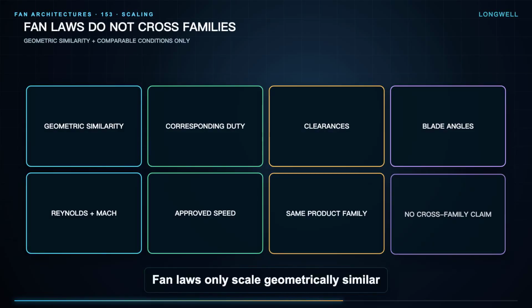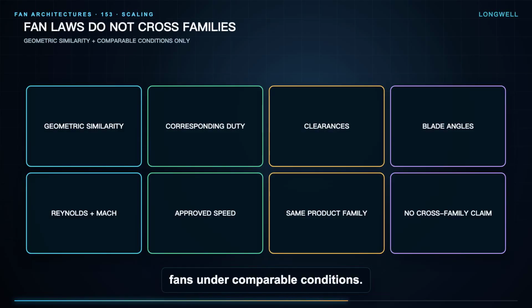Fan laws only scale geometrically similar fans under comparable conditions. They cannot convert axial test data into a mixed flow or centrifugal claim. Clearances, blade angles, Reynolds and Mach effects, and approved speed limits remain product-specific.